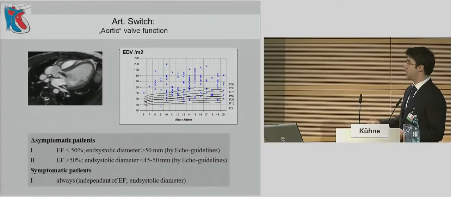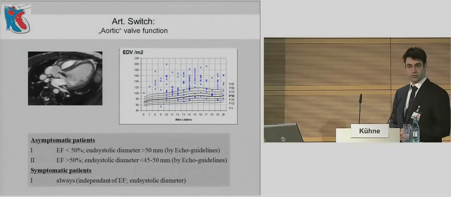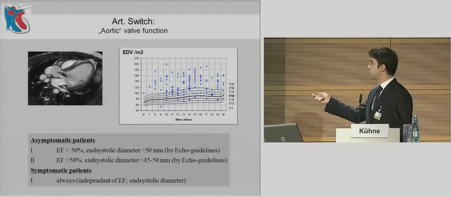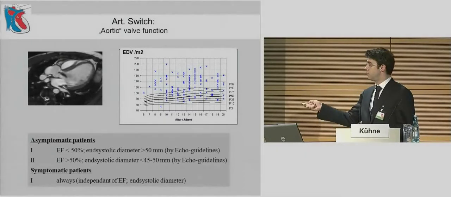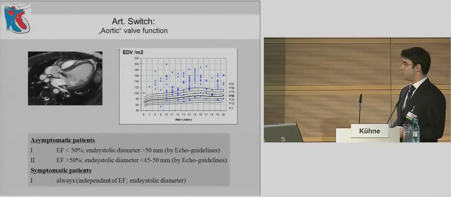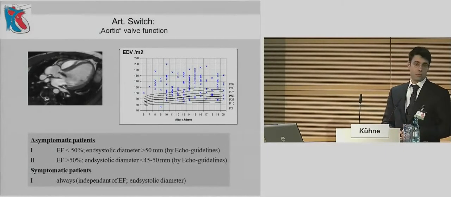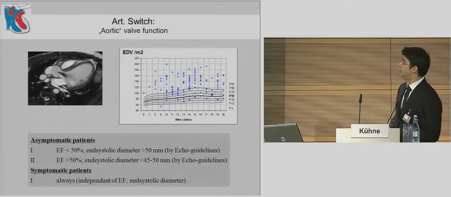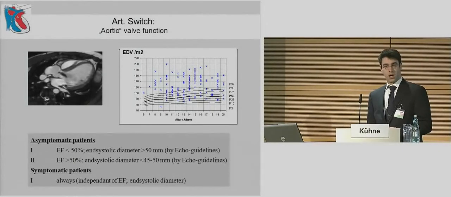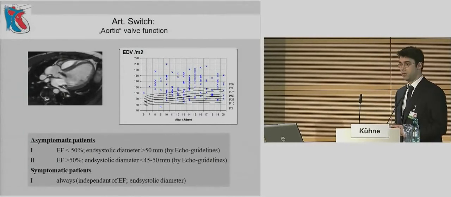So the end-diastolic diameter is one of the most frequently used and established parameters, and it's said if it crosses a limit of 50 millimeters by echo, then there's a grade 1 indication, smaller, 45 to 50, grade 2. Always operate symptomatic patients, that says the guideline. So we made progress, though, coming guidelines based on MRI data, establishing that also for the aortic valve.